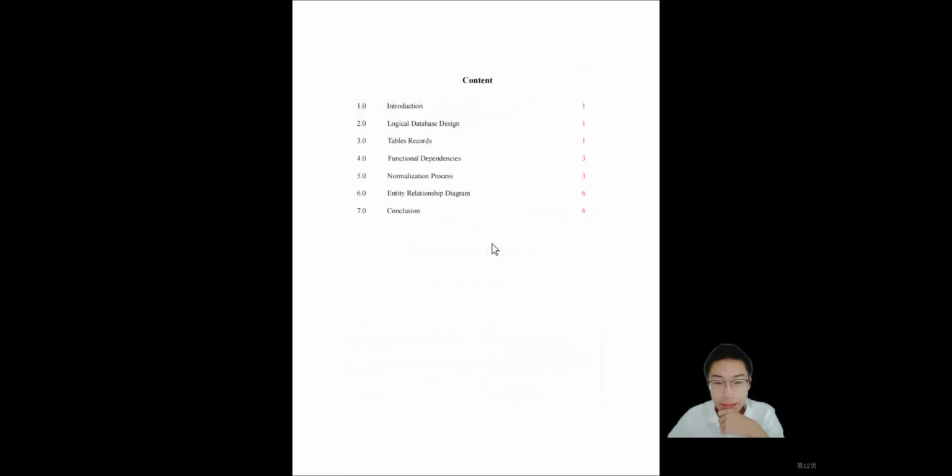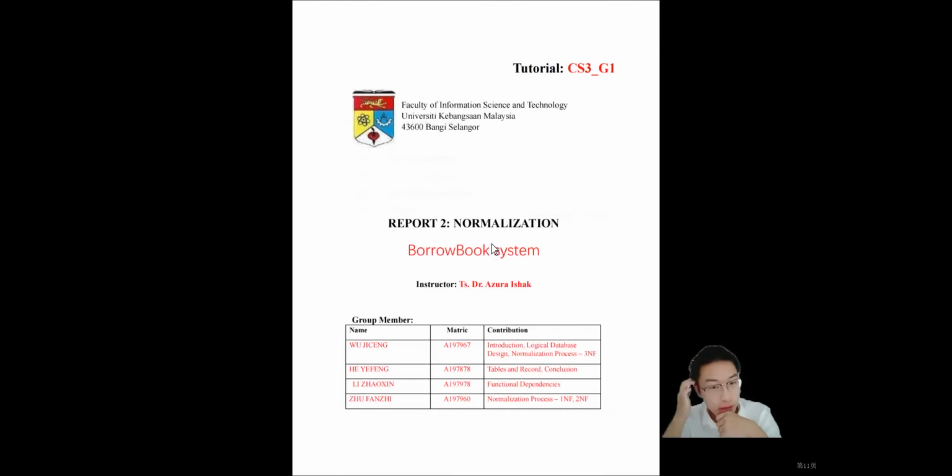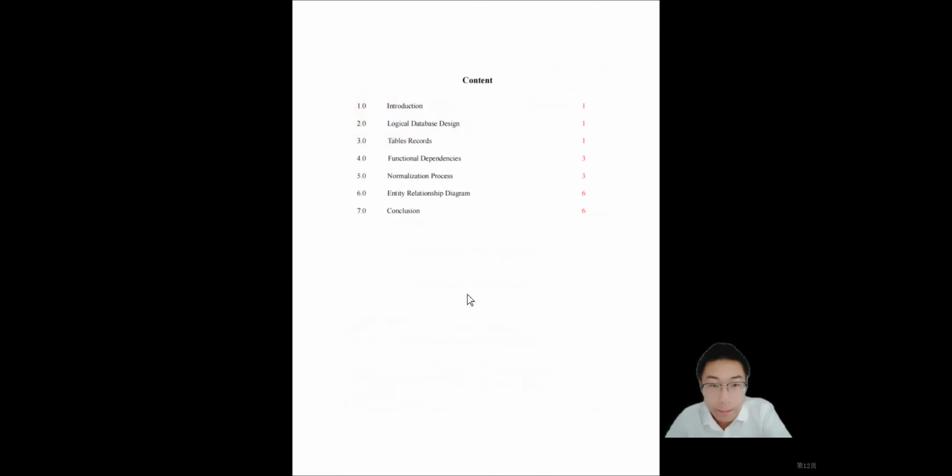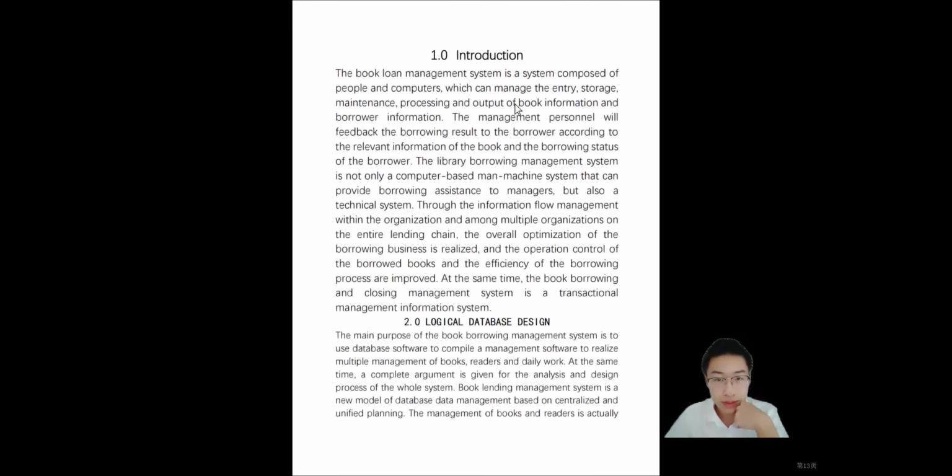Okay, let me show you the second report, normalization. This is designed by the other 2 group members, Wu Jichen and He Yefeng. And the system is borrow book system. There are 7 contents, 7 areas. We have 7 sequences. And the first is introduction.